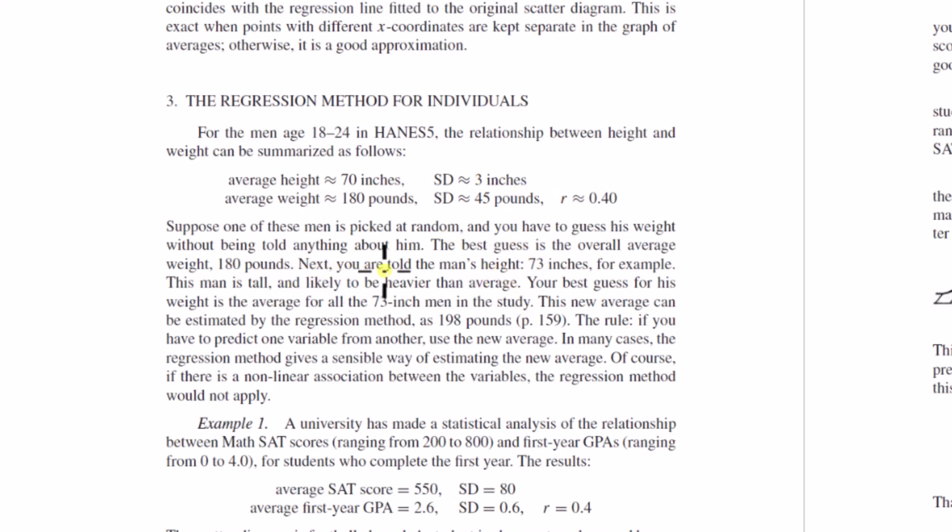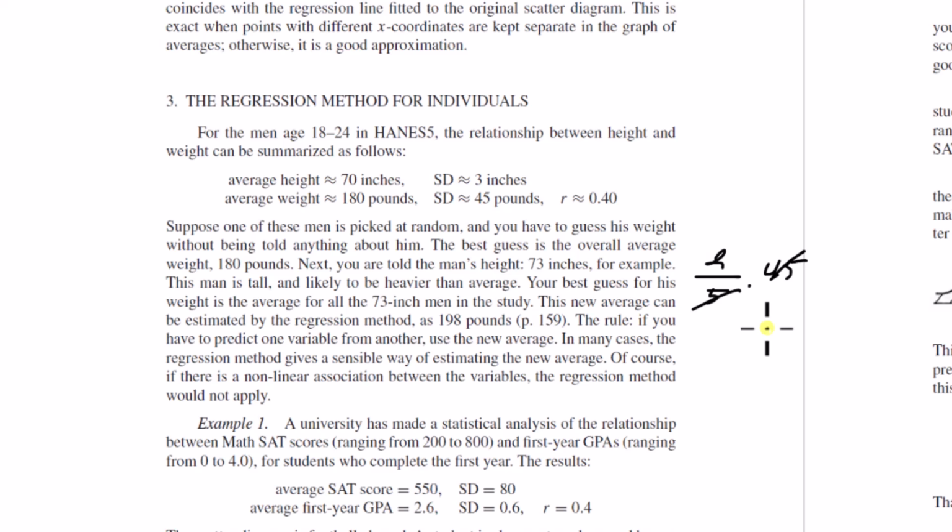Okay, but now next you're told the man's height, 73 inches, for example. So what would you guess is his weight? It's exactly what we've been doing. No difference. So, okay, how many standard deviations is this height away from the average height? It's 1 standard deviation away. So the positive 1. So we're going to go 1 standard deviation in the y direction, that's 45 pounds, but times 0.4. So 4/10, that's 2/5 times 45.